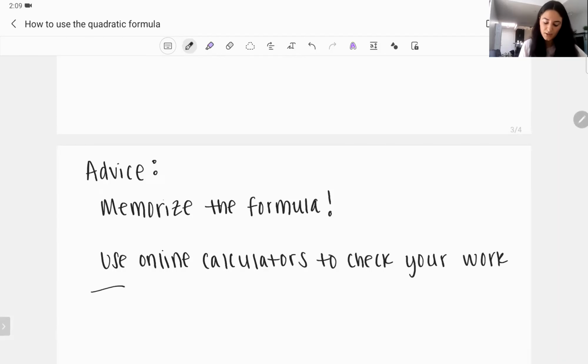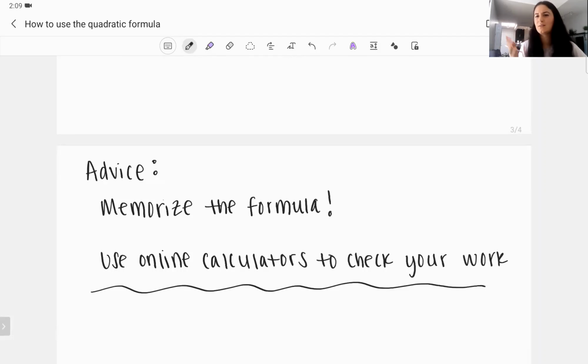And then also there are a bunch of online calculators that you can use to check your work. If you just Google quadratic equation solver, any of the first 10 things that come up will probably work, and it'll let you type the equation you're solving into the calculator, and then you hit calculate, and then it'll tell you what the answers for x are. And so that's a really easy way for you to check your work.